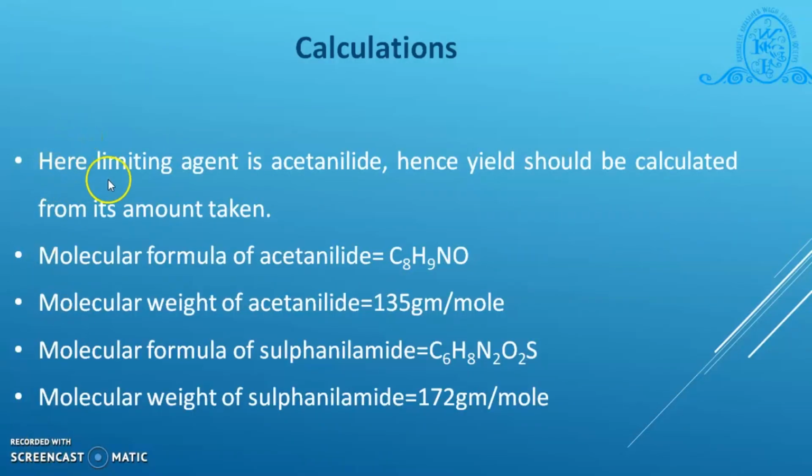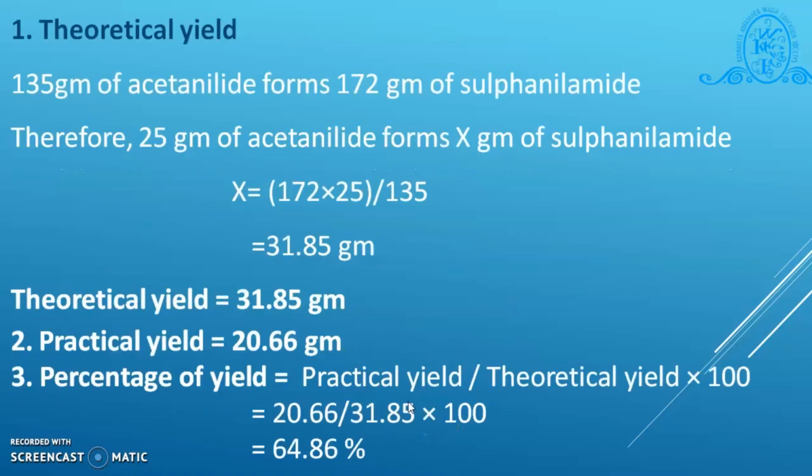So students, let us see the calculation part. Here our starting material is acetanilide, hence yield should be calculated from its amount taken. The molecular formula of acetanilide is C8H9NO and its molecular weight is 135 gram per mole, and the molecular formula of sulfanilamide, which is our final product, is C6H8N2O2S, and its molecular weight is 172 gram per mole. So from this we calculate the theoretical yield.